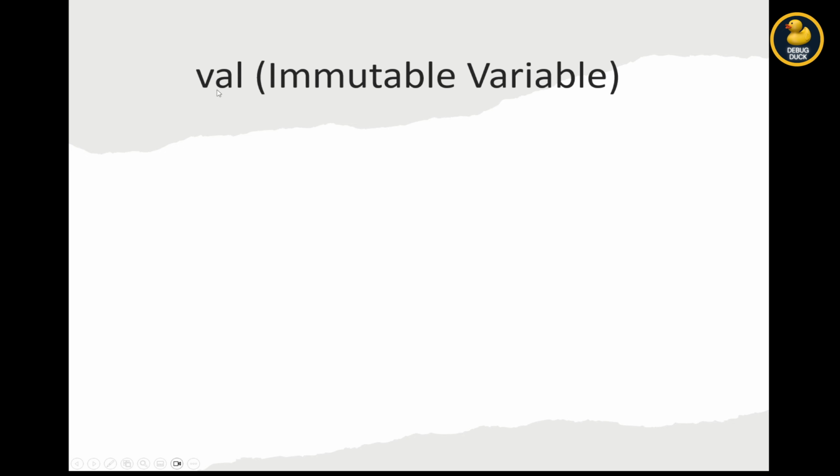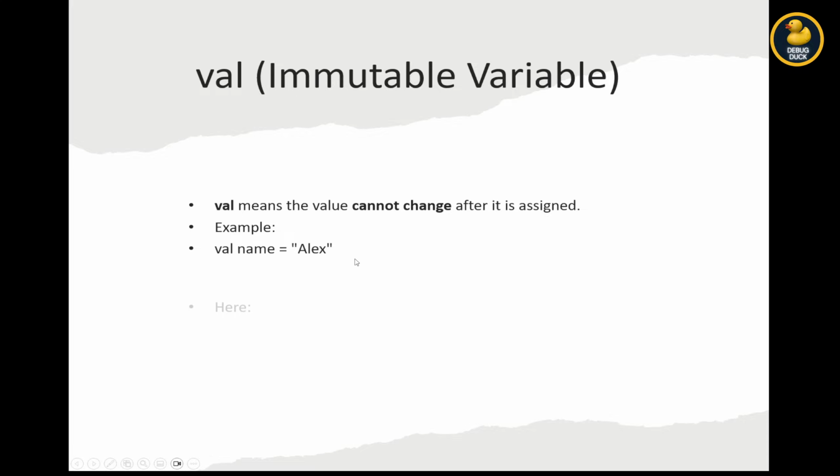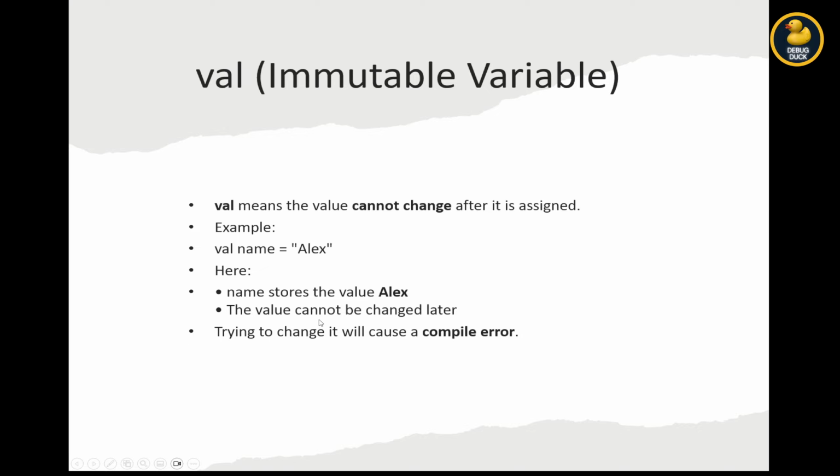The first one, val, which stores an immutable variable. Val means the value cannot change after it is assigned. You cannot reassign the value again. For example, val name = Alex. Here, name stores the value Alex. The value cannot be changed later. Trying to change it will cause a compiler error. This makes programs safer and more predictable.